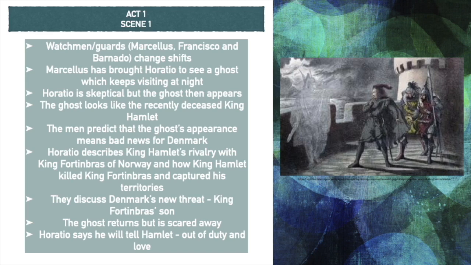So after King Hamlet killed King Fortinbras of Norway, obviously King Fortinbras's son started plotting revenge, to recapture his territories and to enact revenge on Denmark. So that's the new threat that is upon Denmark at the moment. So that's important to understand for the storyline as well.